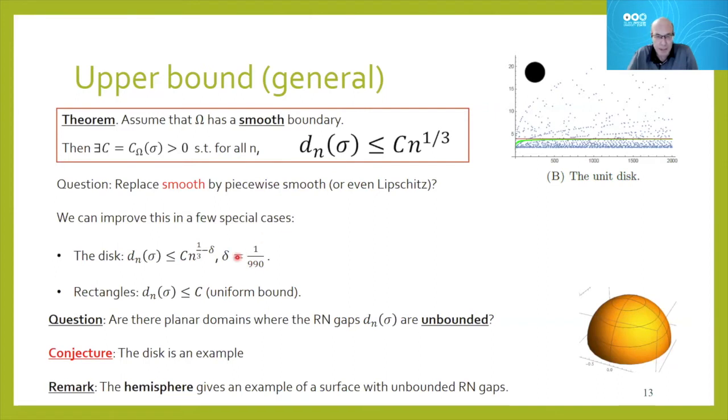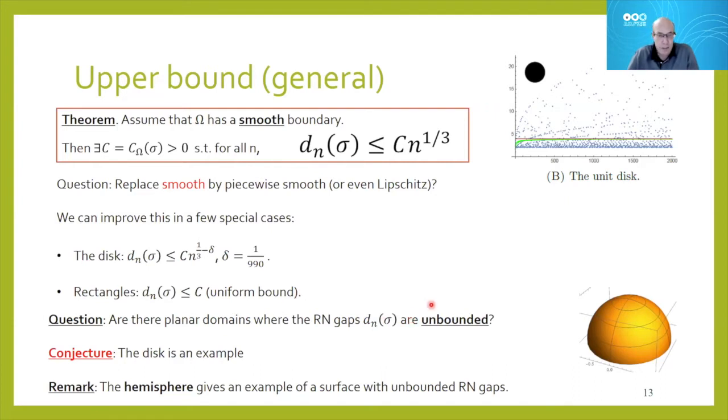Okay, this is some kind of vulgar number. Whenever you see a number like this, then you've got to have some number theory in the background, because only people in analytic number theory are capable of producing such strange results. And a better result we have for rectangles, and for rectangles we have a uniform upper bound. So these are two special cases where we can do better than the general purpose bound that we have. A question that I don't know the answer to is whether there is any planar domain where these Robin-Neumann gaps are unbounded. As I mentioned, for rectangles, they are bounded.